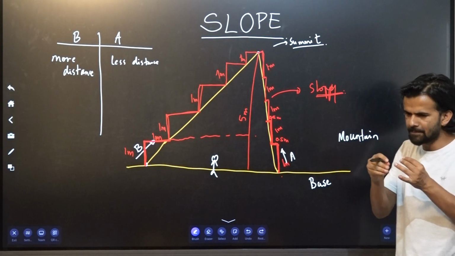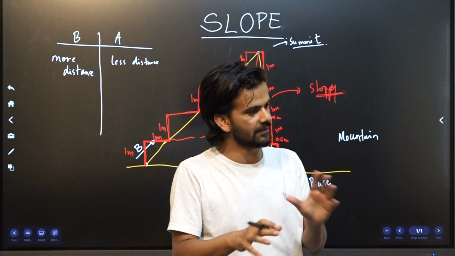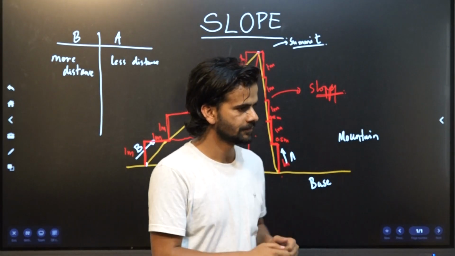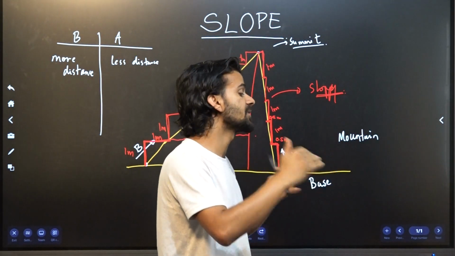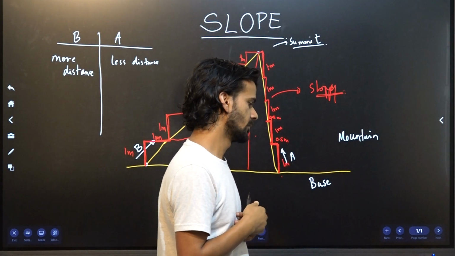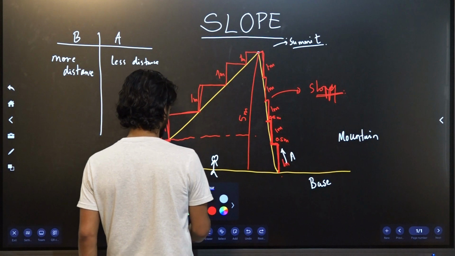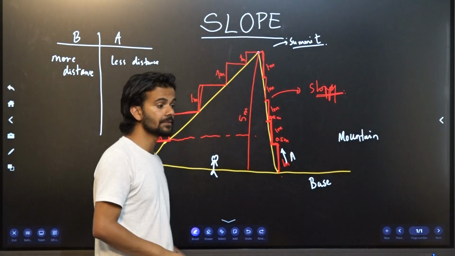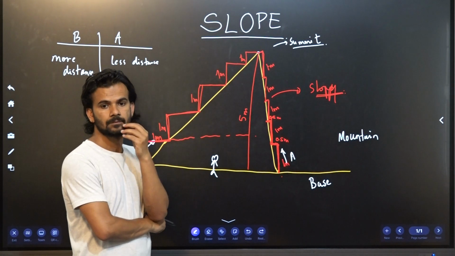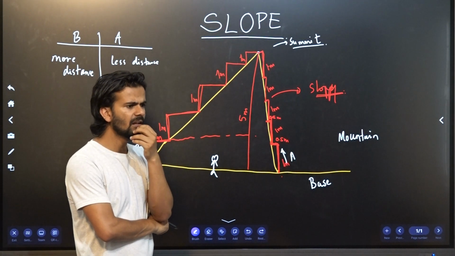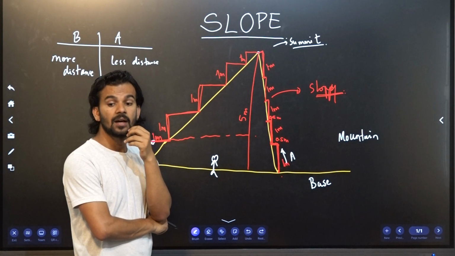So slopey, in mathematics, how do we translate this? Slope or slopey or whatever it is, how do we translate this? We have to translate that in the form of some kind of distance. What's the difference between these two distances? There's a horizontal line that comes.